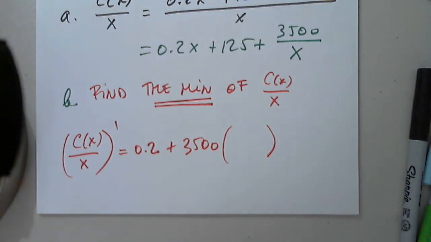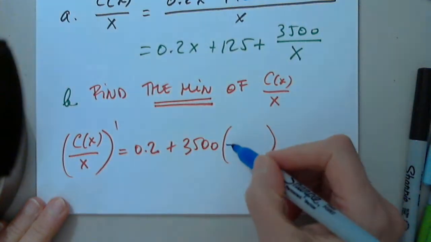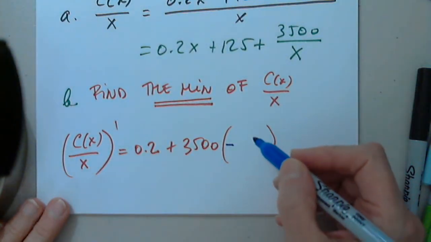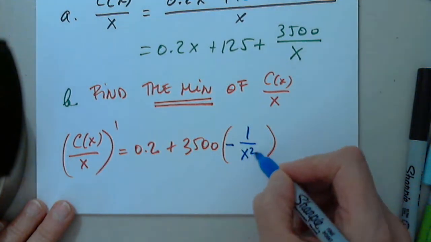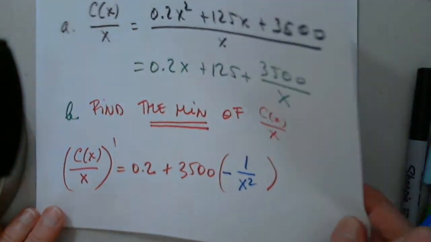Anyone remembers 1 over x prime? Anyone? So no one remembers 1 over x prime. I refuse to believe that. Is negative. Negative. Oh, go ahead, Tyler. Oh, okay. Negative 1 over x squared. Excellent. Awesome. Thank you very much, Manny and Tyler.